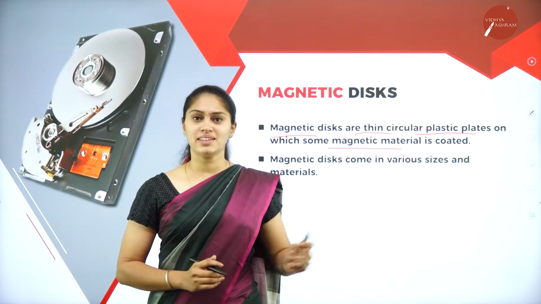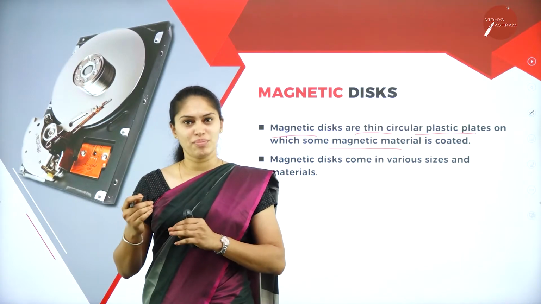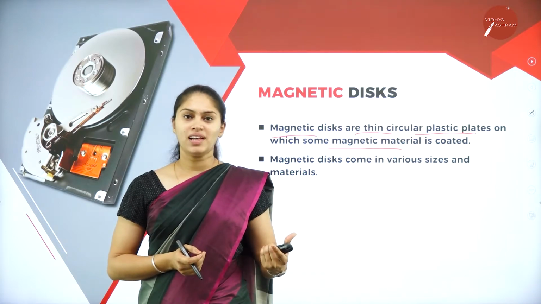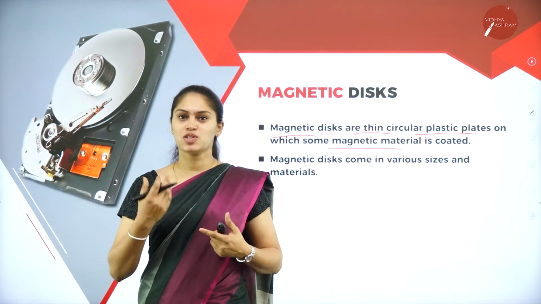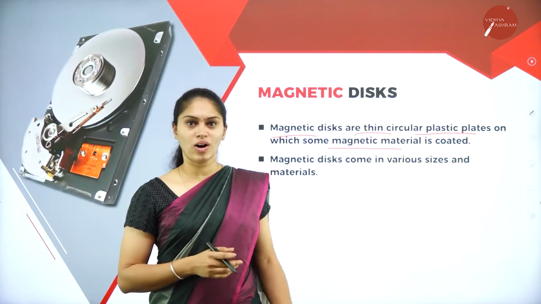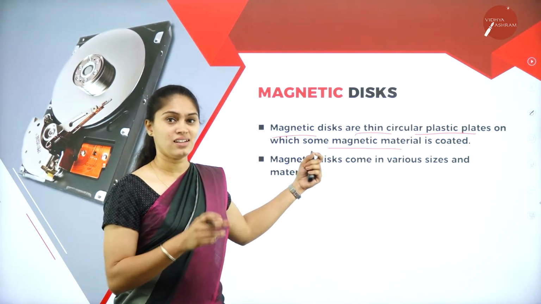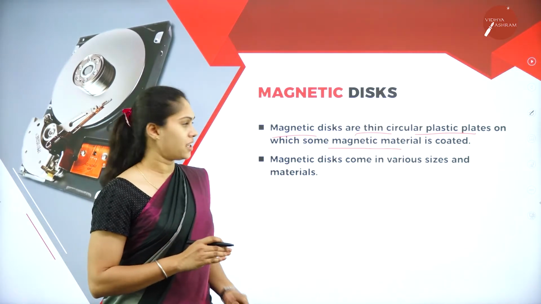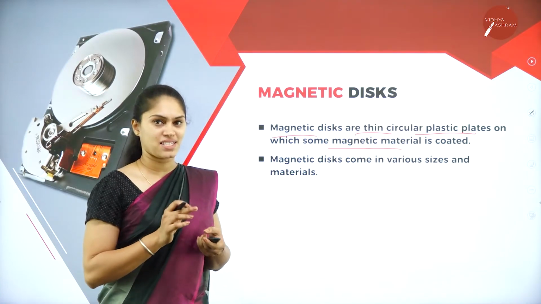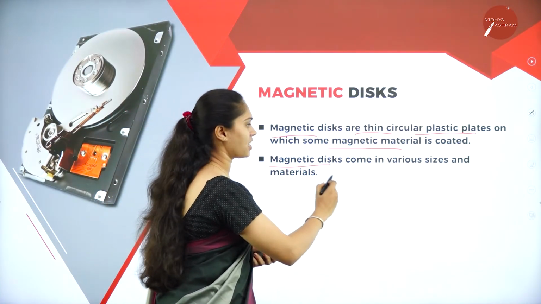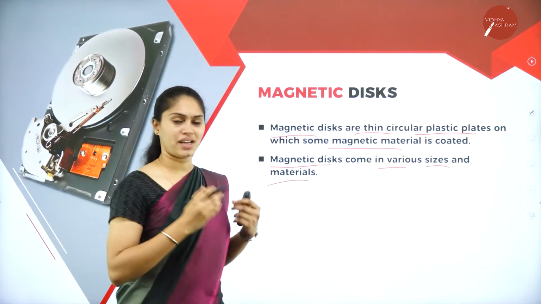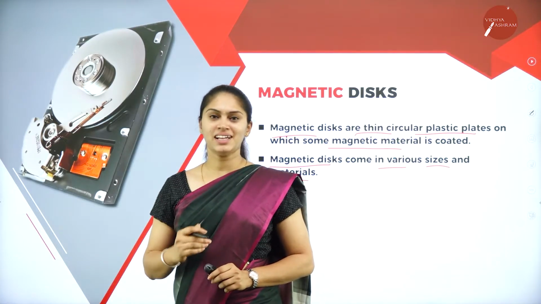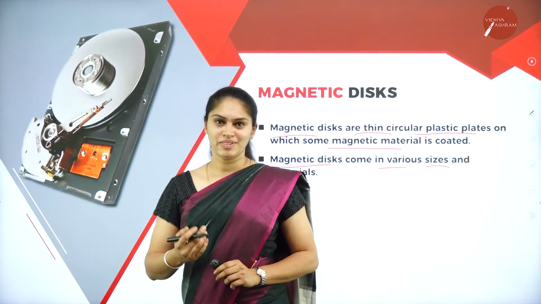You have to understand one thing. We are all working with a storage medium only to store data and information, whether on a temporary basis or a permanent basis. Based on that context, we are using all these devices. So it is a thin circular plastic plate with some magnetic material coated on it. Magnetic disks come in various sizes and with various materials. Now we'll see how the magnetic disk works.